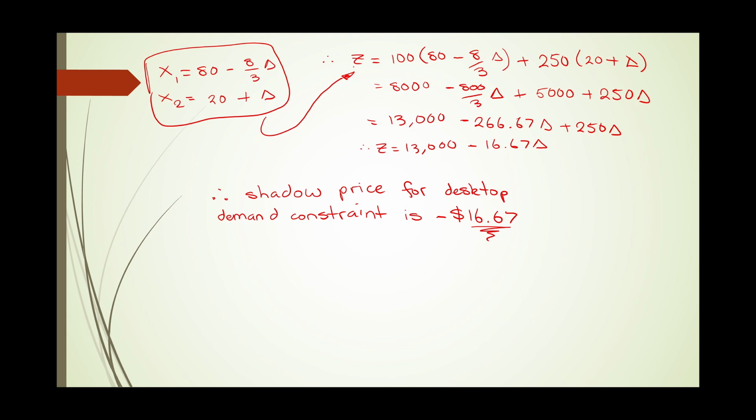For every 1 unit increase on the right hand side of the second demand constraint, the optimal z value is actually going to decrease by $16.67. And that's it for my assignment 2.